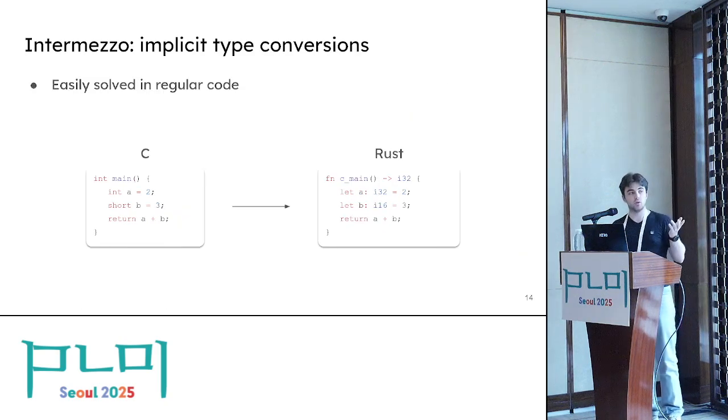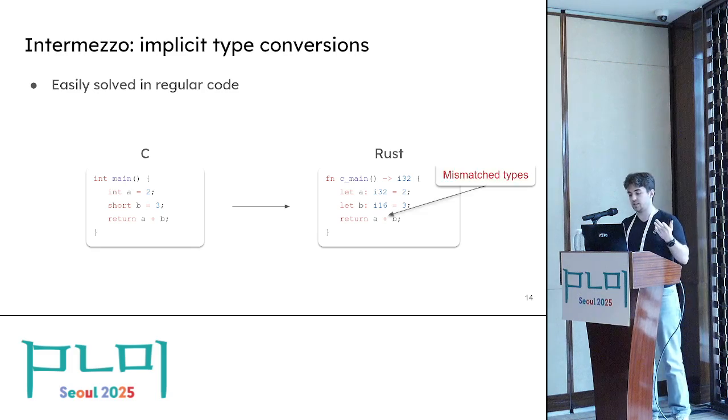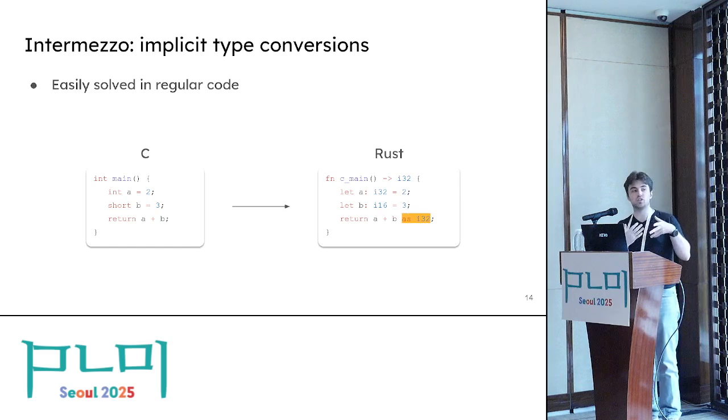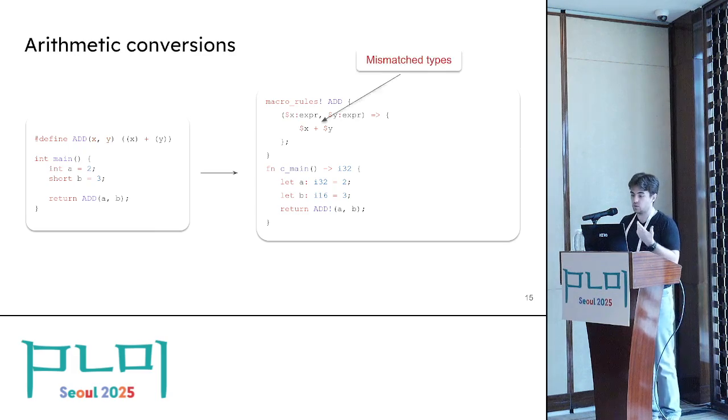Now, in regular code, this is easily solved because if you just map the C code one-to-one to Rust, you would get an issue because in Rust you can't add an I32 to an I16, but then we can analyze the types and we can just inject the cast, which will give us the same semantics as C. Now, the problem arises when we wrap this addition in a macro, because now, again, we'll get a mismatch in Rust because we're still trying to add an I32 with an I16, but since this issue occurs in a macro, we don't have any typing information to fix this.